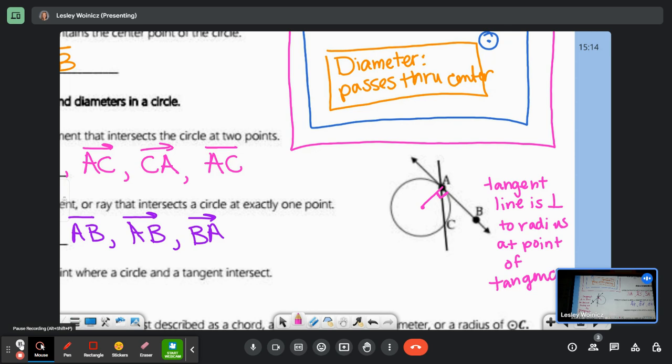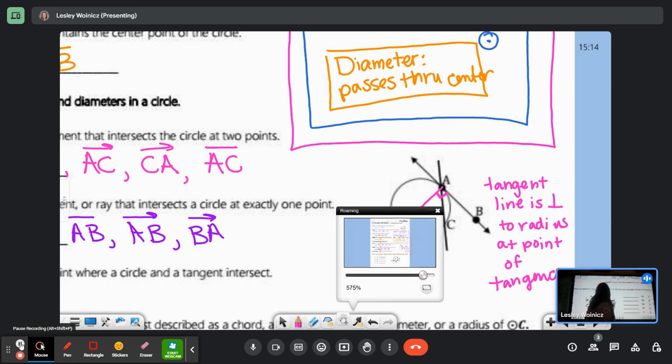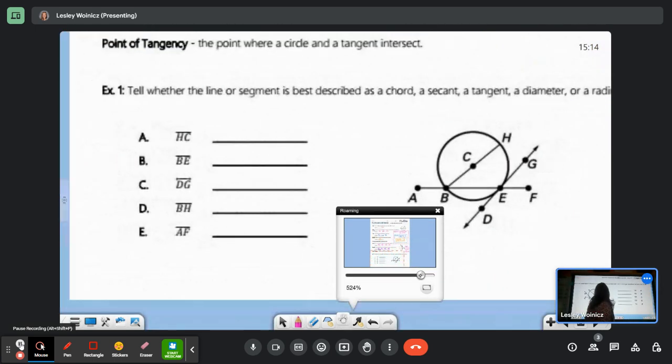Okay, obviously the point of tangency is where the circle and the tangent intersect. Cool. All right. You guys are doing pretty good. We had a rough start, but it seems to be going better.